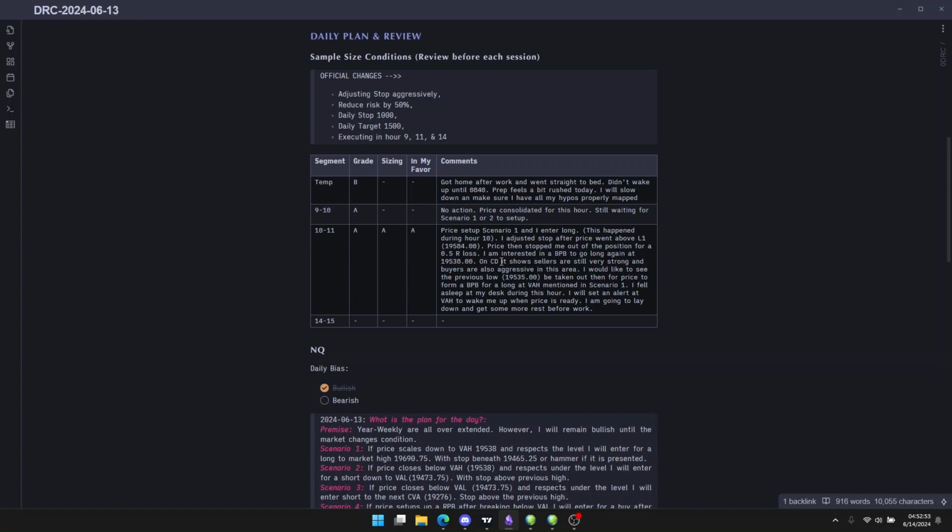On cumulative delta, it shows sellers are still very strong and buyers are also aggressive in the area. I would like to see the previous low 535 be taken out, then for price to form a breakout pullback for a long add value area high mentioned in scenario 1.